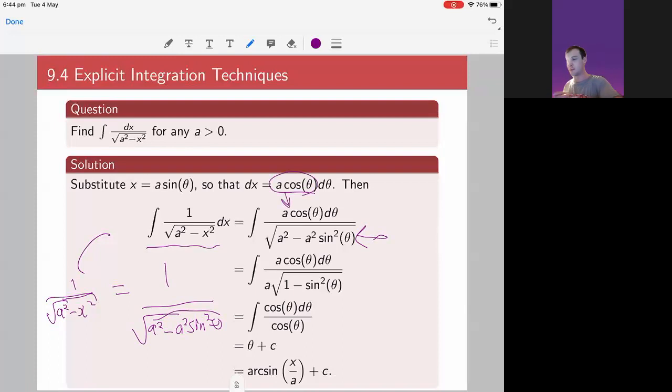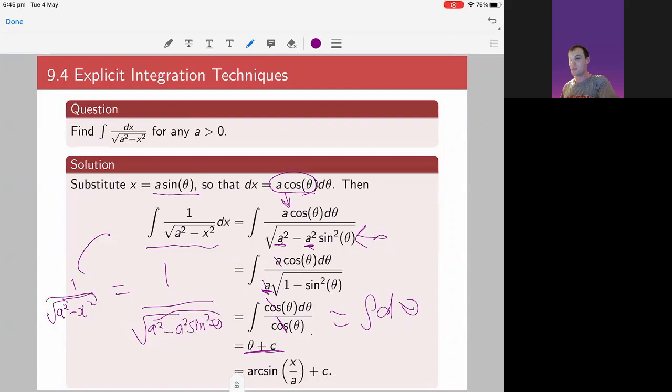How do we proceed from there? Well, we've got a squared here on both of these terms, so we just pull it out the front. The square root of a squared is just a. This is true, remember, because a is positive. So we then see that these a's cancel, and the square root of 1 minus sine squared theta is just cosine theta. These cosine thetas cancel. We end up with just the integral of d theta, which of course is just theta plus some constant.